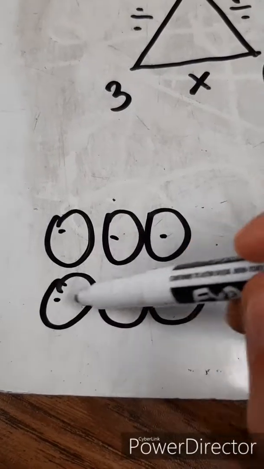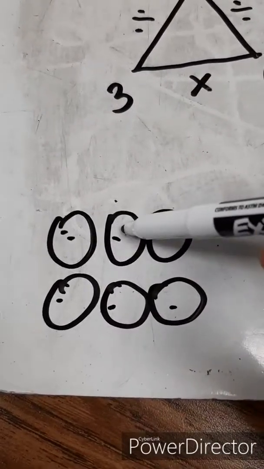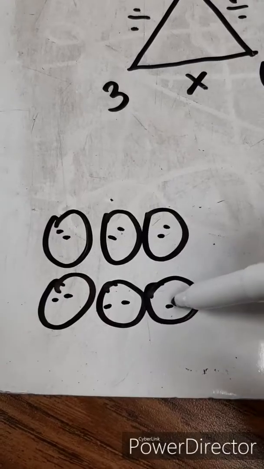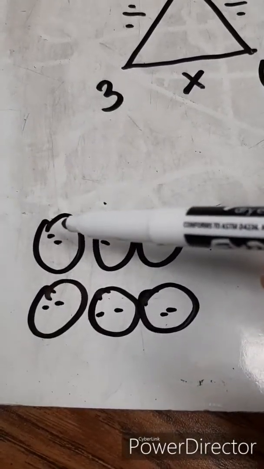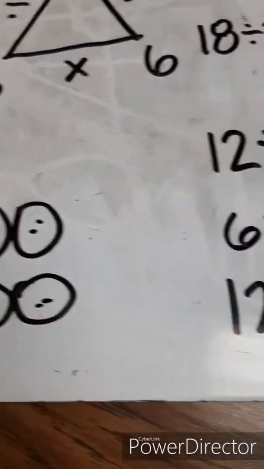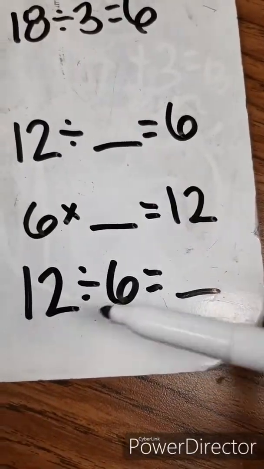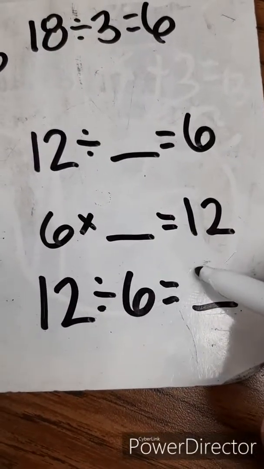2, 3, 4, 5, 6, 7, 8, 9, 10, 11, 12. So now I can see that each group has 2 pieces in it. So the answer to 12 divided by 6 is 2.